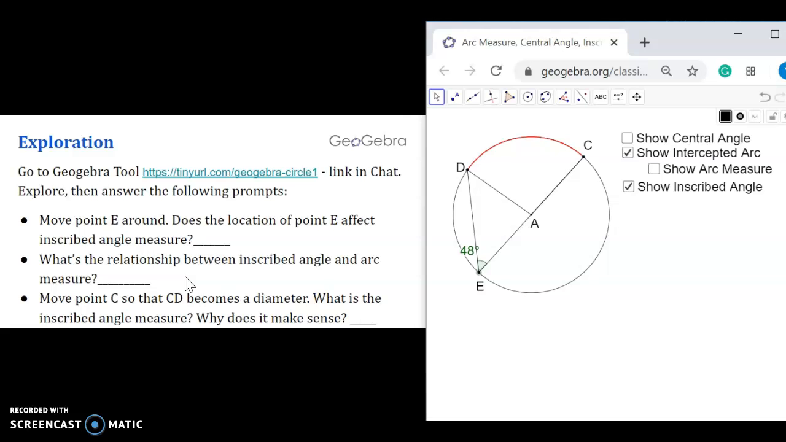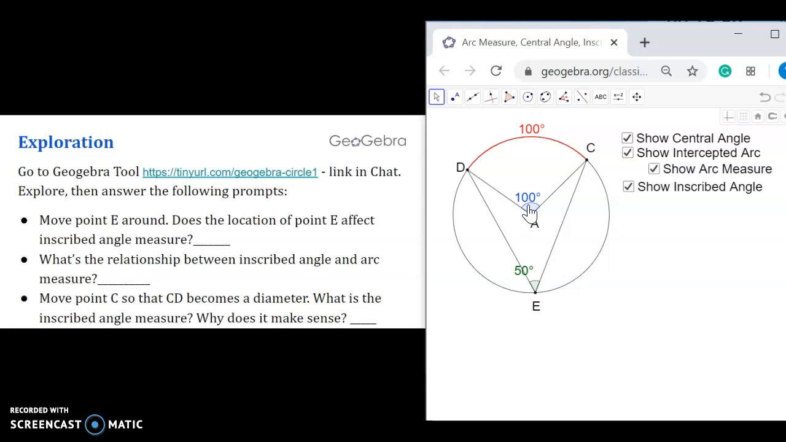Let's explore the second question. What is the relationship between inscribed angle and the arc measure? We just said that. The arc measure now is 97 degrees, and the inscribed angle is 48 degrees. I'm going to move the arc measure a little bit so that you can actually see it. I made it 100 degrees. So now I know this is 100 degrees, which also means that the central angle is the same thing, 100 degrees also.